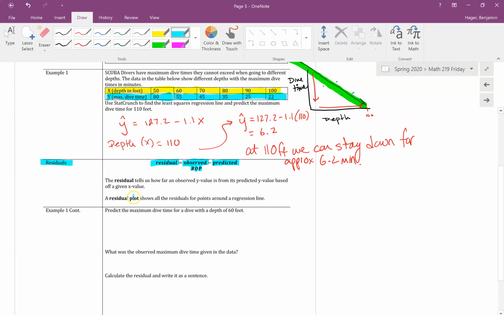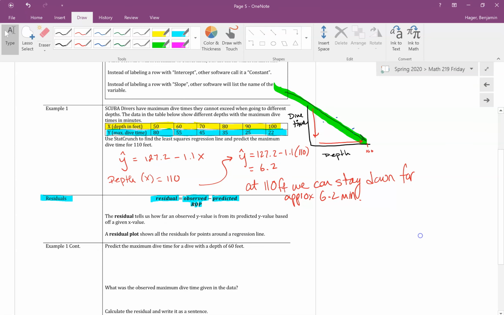A residual plot shows all the residuals for the points around the regression line. So again, each one of these points is off. Every one of these points is a little bit off of the line. So the residual would be, well, how much is it off? It looks at each one and says, how much is it off? That's the residual.